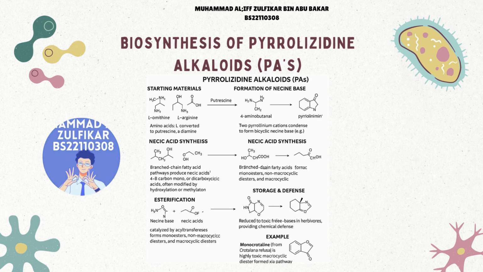acyltransferase enzymes. This results in different PA types: monoesters, non-macrocyclic diesters, and macrocyclic diesters. For example, monocrotaline, a toxic macrocyclic diester, forms this way.